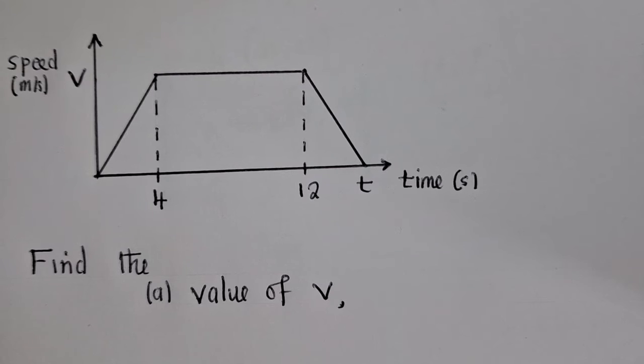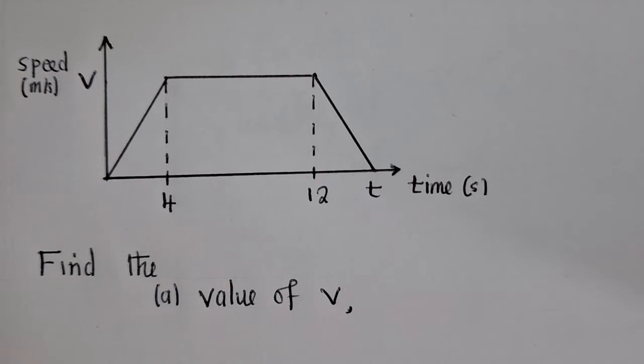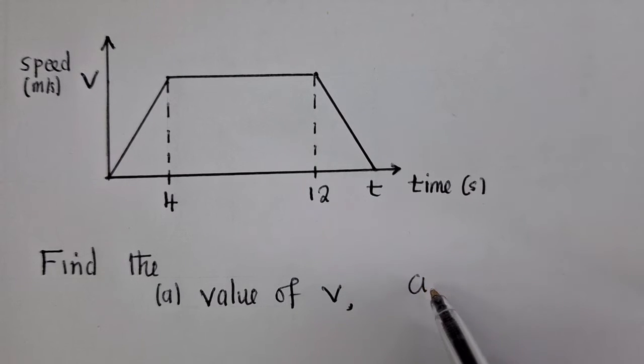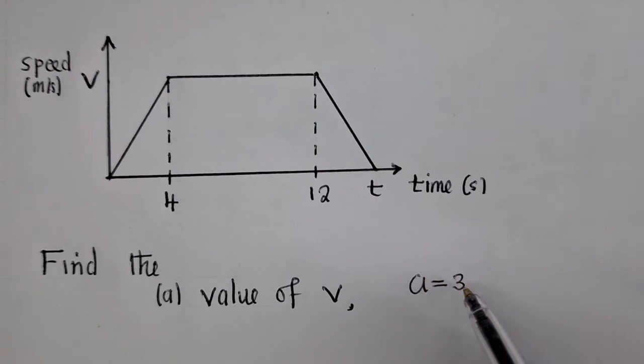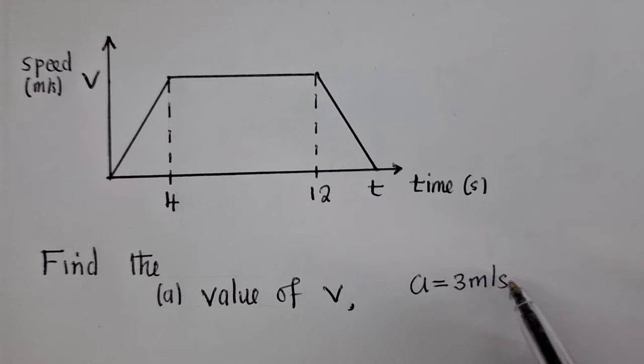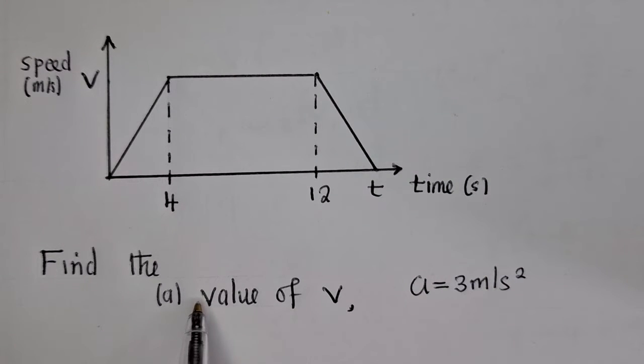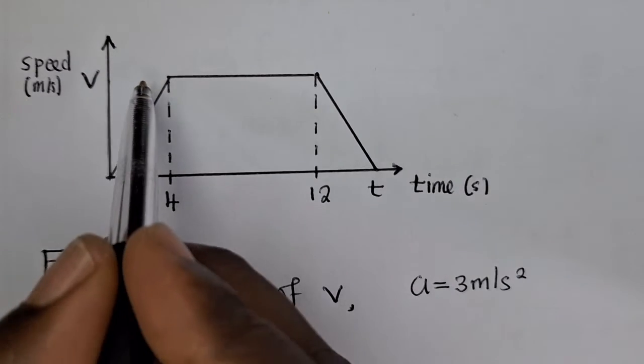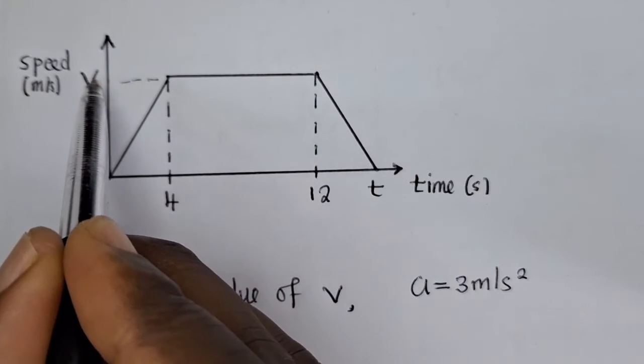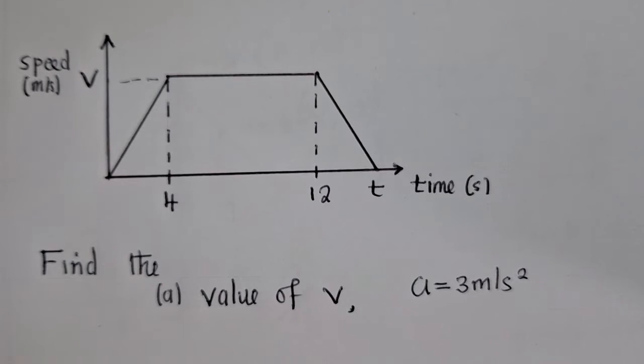Okay, so this is how it looks. We have been given the value of the acceleration. They have said acceleration is equal to 3 meters per second squared, and they want us to find the value of v. You can see v is right here. So we are looking for the speed. This is where v is. That's the speed we are looking for.